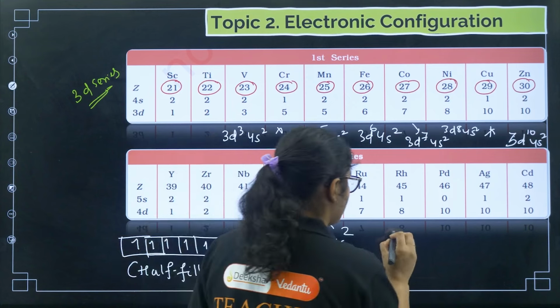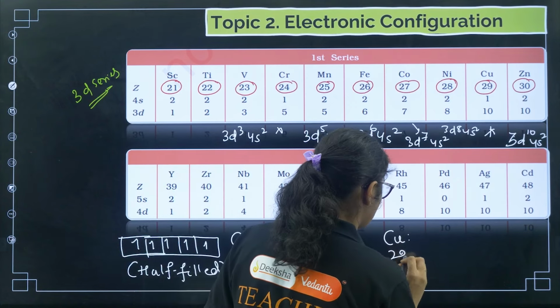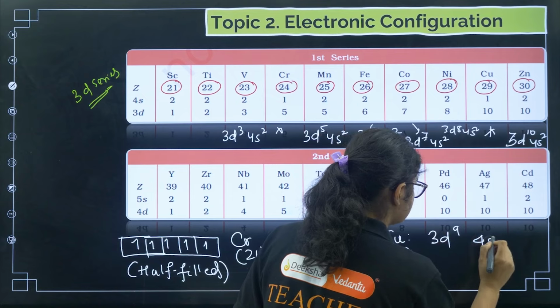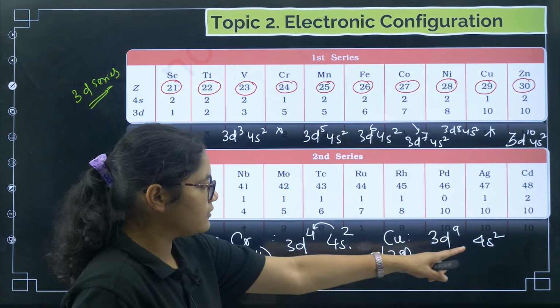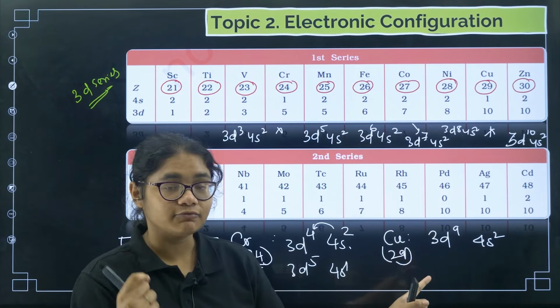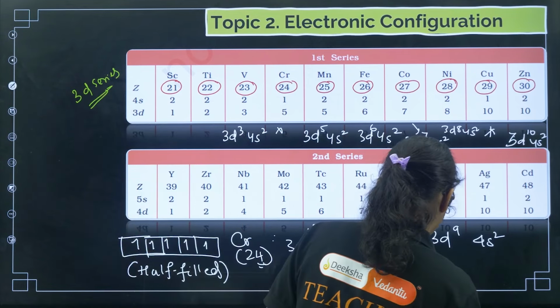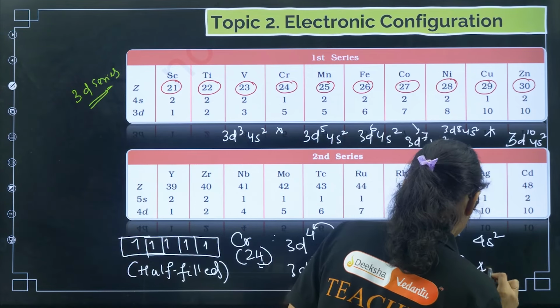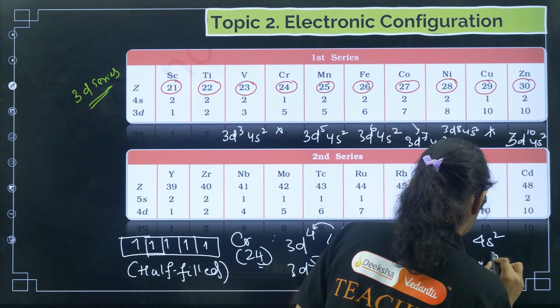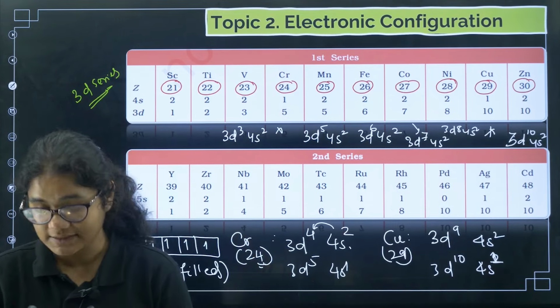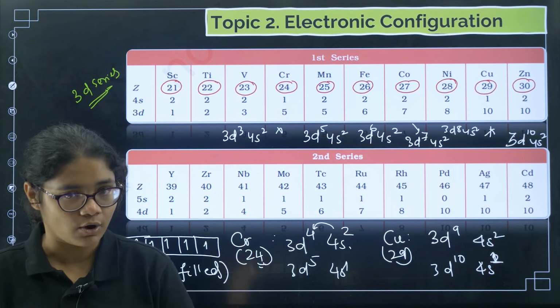Similarly, for copper, the atomic number is 29. So if I write, I will get 3d9 and 4s2, the rule that we follow. Now if I get one more electron here, then it will become a fully filled electronic configuration, okay? So that will be more stable. So I get 3d10 and 4s1. Okay, so these are the two exceptional electronic configurations that you have to remember for chromium and copper.